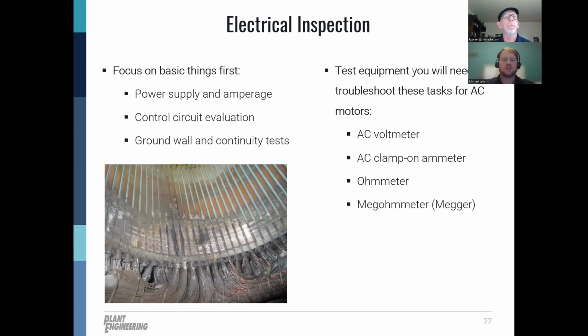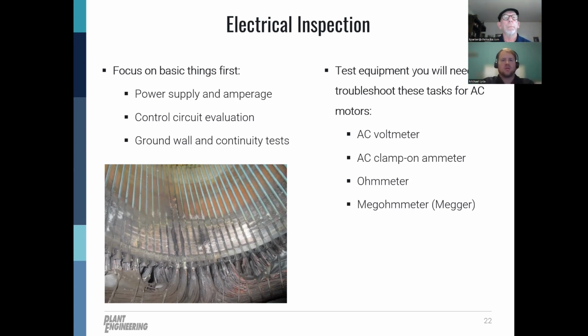Another useful test you could perform when troubleshooting is a ground wall and continuity test, if there's an electrical fault. Make sure that if the motor is powered by a VFD or soft starter, some type of control that has capacitors, you disconnect the motor leads from them before performing these tests. You may have some stored charge on the capacitors of those control units. You don't want to be feeding any voltage back to those capacitors. It'll cause the capacitors to blow and then destroy that equipment.